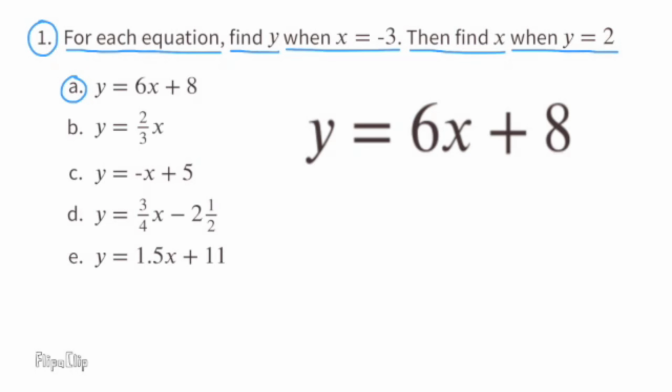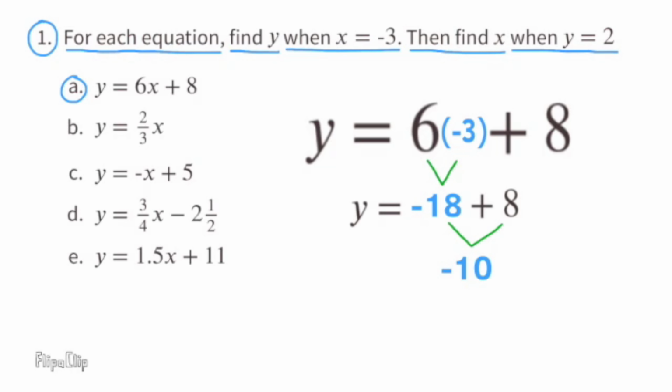First, we need to substitute the x with the negative 3. So it reads y equals 6 times negative 3 plus 8. And 6 times negative 3 equals negative 18. So y equals negative 18 plus 8. Negative 18 plus 8 equals negative 10. So y equals negative 10 when x equals negative 3.